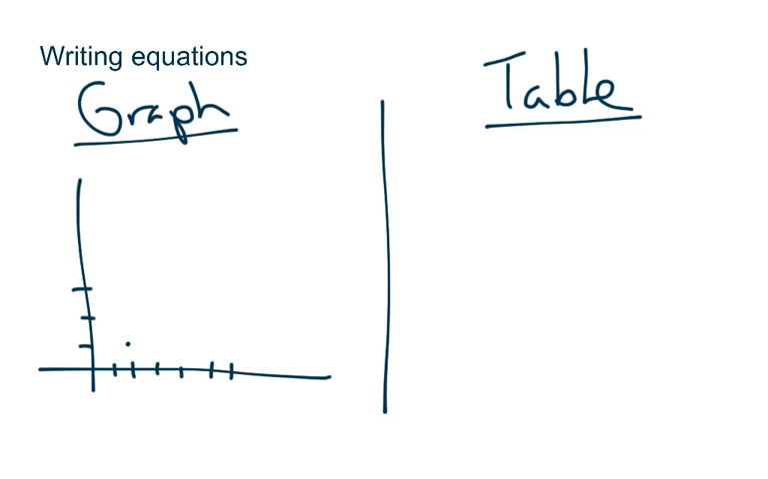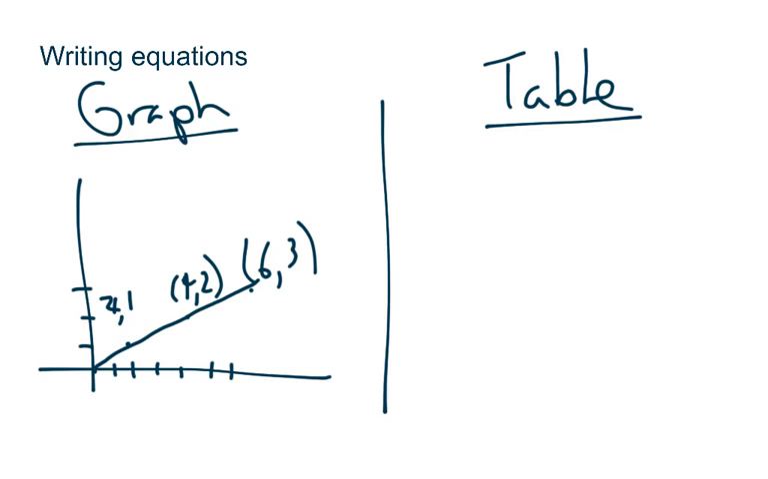Oops, my points did not get written down. There we go. All right, and so, whoa, slow down. Through the origin. All right, we have (2, 1), (4, 2), and (6, 3).